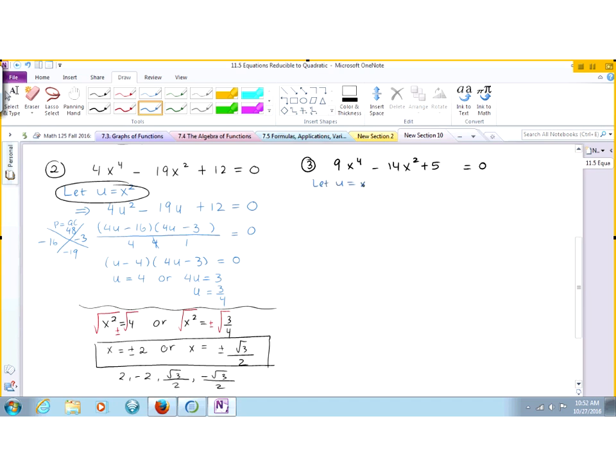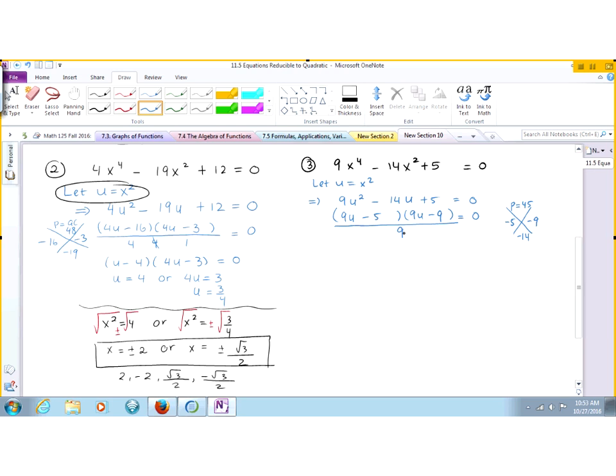Now, what about this? Let u equal x squared. Then what happens? 9u squared minus 14u plus 5 is equal to 0. Can we use the AC method here? Okay, let's set it up. 9u squared, divided by 9. So what's the product? 45, AC. And what's the sum? Negative 14. So what are those two numbers? Negative 5, negative 9.